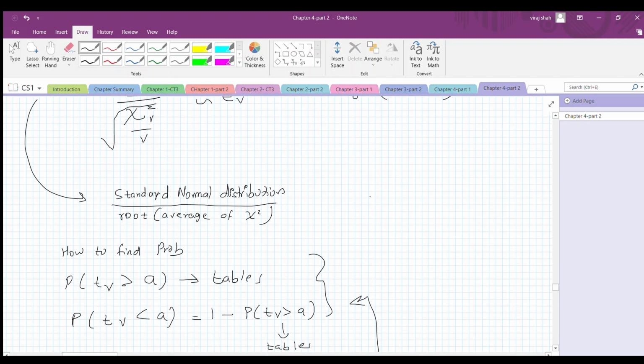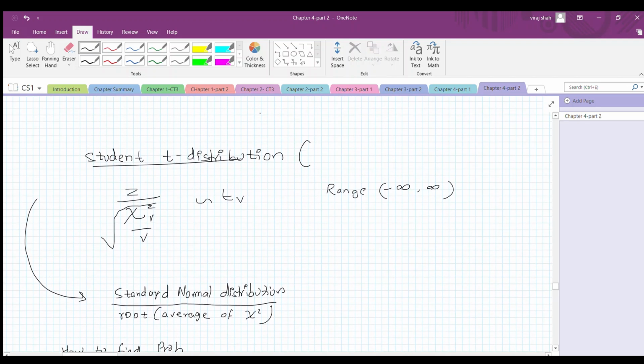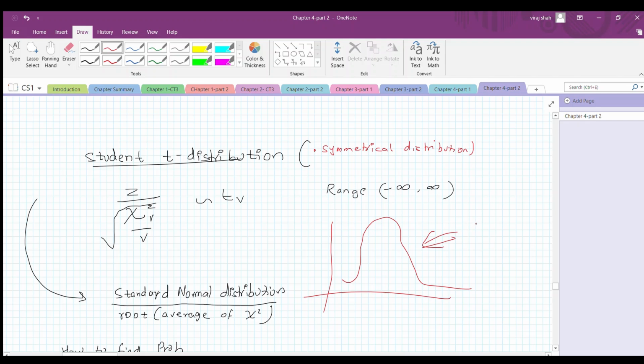Okay, there are some properties regarding the t distribution, so let me write down the properties. The t distribution is a symmetrical distribution. What do you mean by symmetrical distribution? Basically, the graph would look like this, which is almost similar to the normal distribution. This is somewhat the graph of the t distribution as well. So this is my one single property.